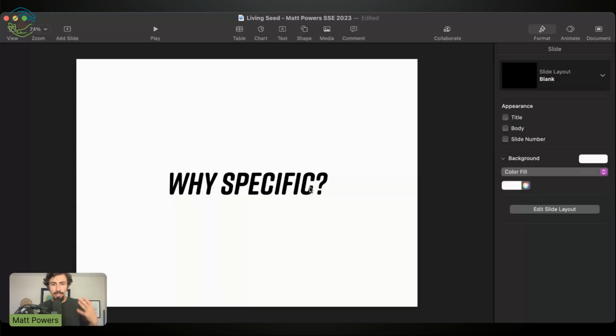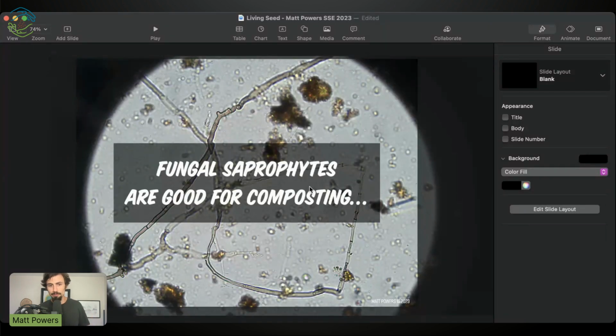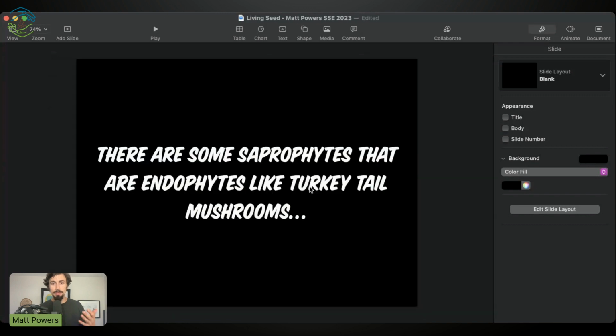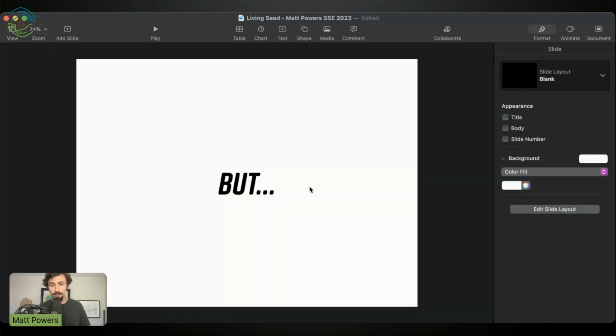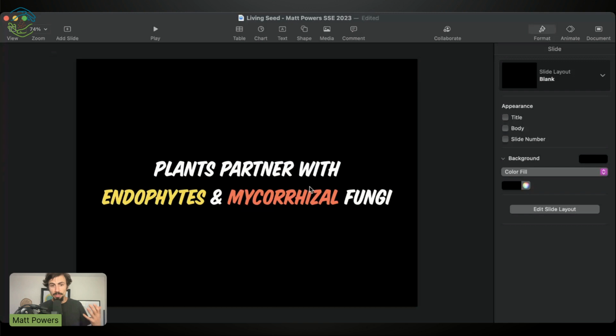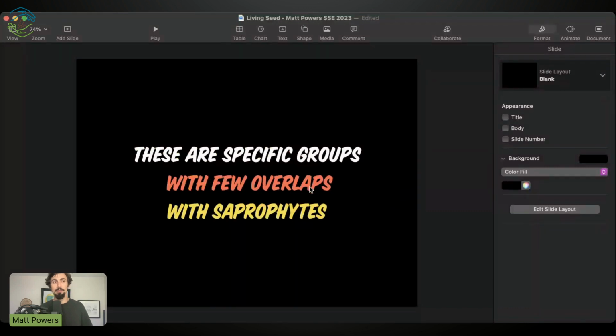So we get specific, because fungal saprophytes are good for composting, but unless we're talking about turkey tail, it's endophytes and mycorrhizal fungi that actually matter because those are the partners for plants. Mycorrhizal fungi will increase the root surface area by 10,000 times, and they're way better at solubilizing phosphorus than roots are. And there are specific groups.